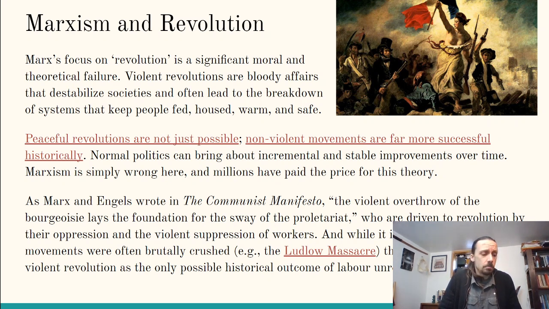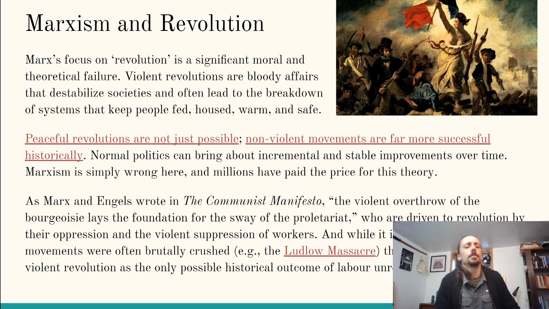As somebody who, you might have noticed, obviously, I'm probably more on the contemporary political left than the right-ish, but at the same time, the left is not Marxism and Marxism is not the left. Marxism is just wrong. Millions have paid the price for this view that violent revolution and seizure of the means of production is the only way forward out of capitalism.